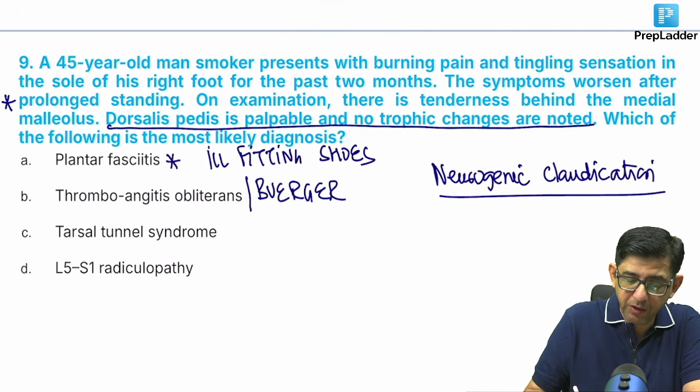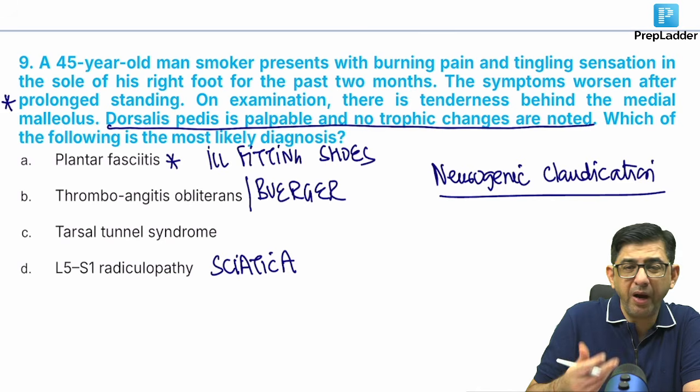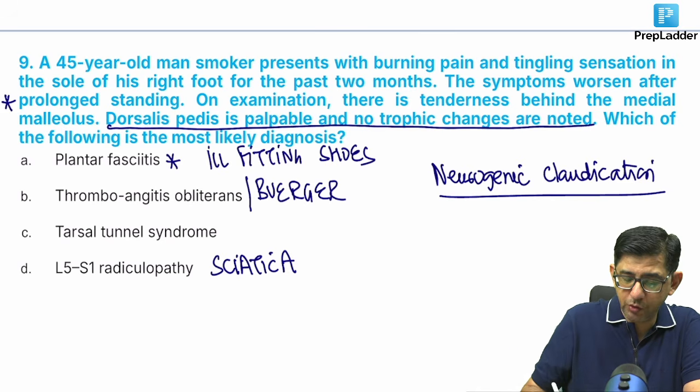L5S1 radiculopathy basically means sciatica. Sciatica would mean that there would be a lot of pain in the back of the thigh, back of the calf, going into the sole of the foot, and is associated with disc prolapse, that is prolapsed intervertebral disc.